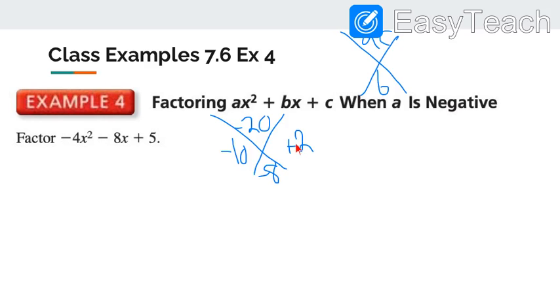Again, I'm going to look at these values before I put them in here. I'm changing my negative 8 for a negative 10x and a positive 2x. And I know that 10 and 5 can work together. I know that 2 and 4 can work together. So I'm actually going to rewrite it again like this: negative 4x squared plus 2x minus 10x plus 5.